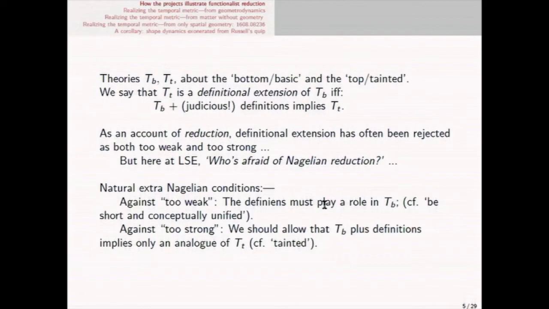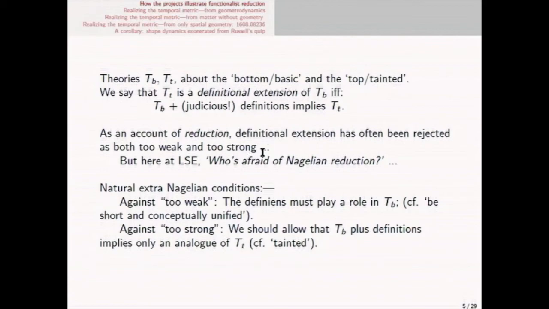We will say that TT, the top theory, is a definitional extension of the bottom theory if and only if the bottom theory plus some judicious definitions will imply the top theory. This has been debated in the literature, and this account of Hegelian reduction has often been rejected as both allowing too many theories to be reduced and not enough. The theories that we would like and know to be reduced would not be encompassed by this. So it's been rejected as both too weak and too strong.